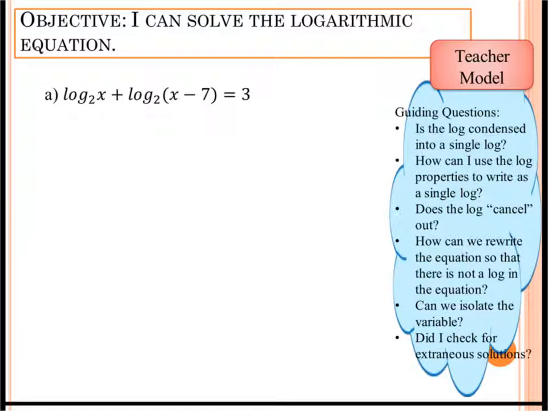So let's look at this teacher model. It's a little bit different because I have log base 2 of x plus log base 2 of x minus 7. So now I really do want to think about condensing that log and how that would work. So I need to use those properties of logs. I see that we have addition of logs, so that means we can rewrite this as multiplication. So I'm going to start there.